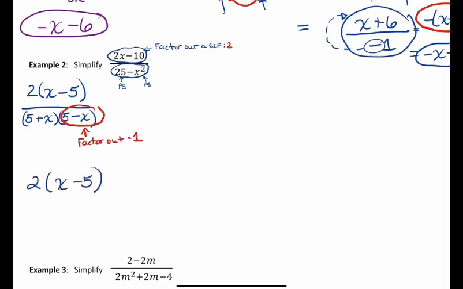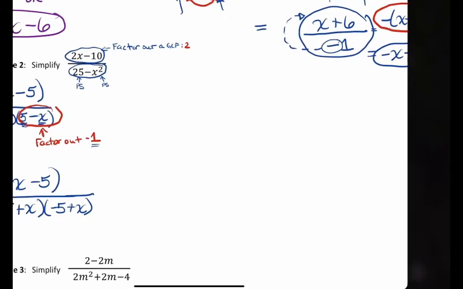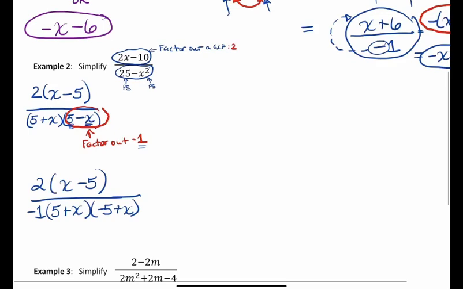So I'm going to leave the numerator the way it was, 2 and then x minus 5. Now once I factor out that negative 1, I'm going to stick it over here. And then I'm going to write 5 plus x. And then the factoring out the negative, well, that 5 becomes negative 5, and that x becomes positive x. Remember, when you factor out a negative, it changes the signs of everything that is in that group.